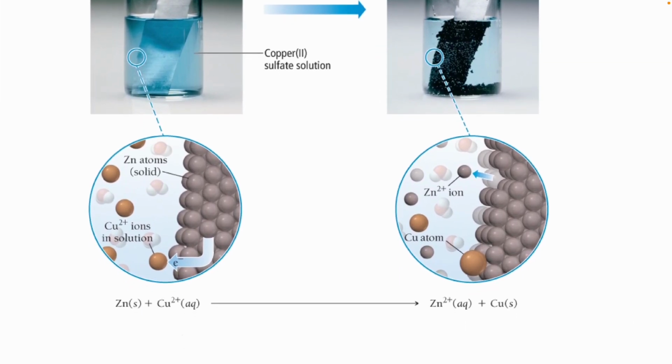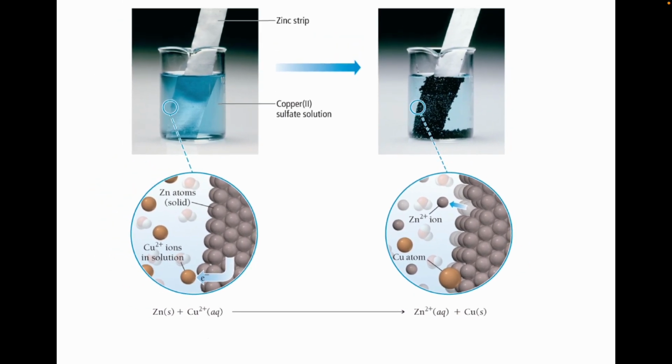This is a reaction where you take a strip of zinc metal, zinc solid, that's our zinc strip here, and you place it into a solution with copper ions. So we can use copper 2 sulfate, for example. Really, it's the copper 2 that's participating in the reaction. The sulfate isn't actually doing anything for us.